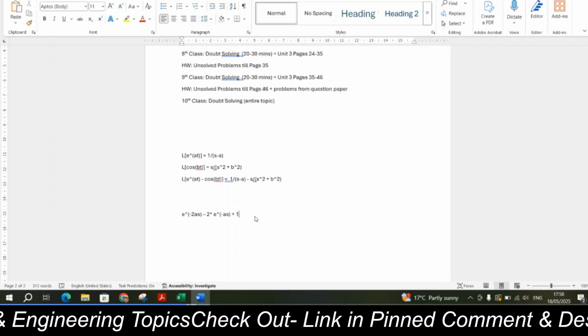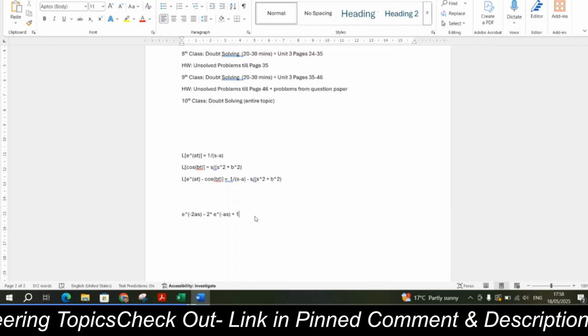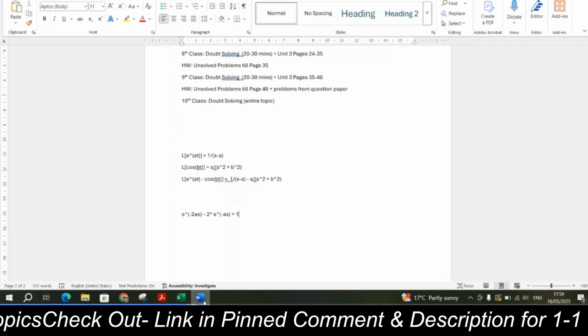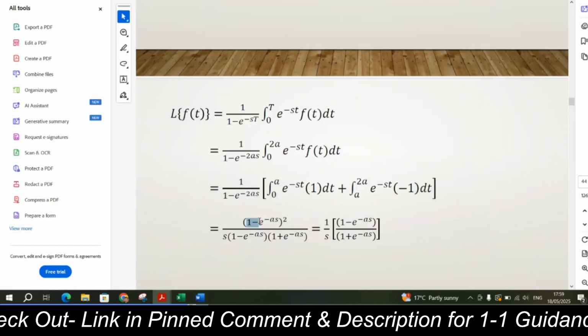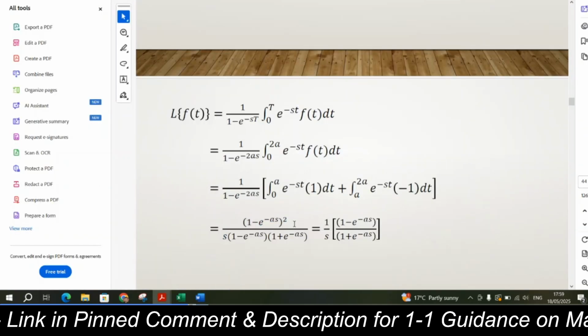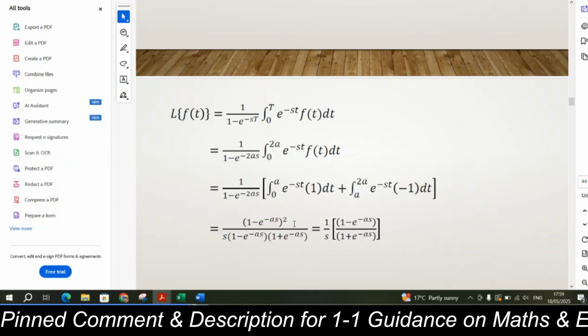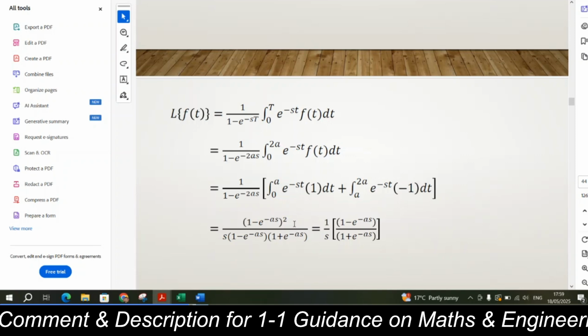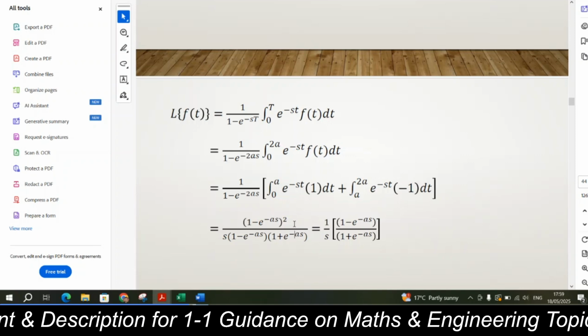So this becomes, you can write e raised to minus as minus 1, or you can write 1 minus e raised to minus as, the whole square. And that is what is written over here. That particular step they have skipped, but now you're clear how they have come to this particular step.